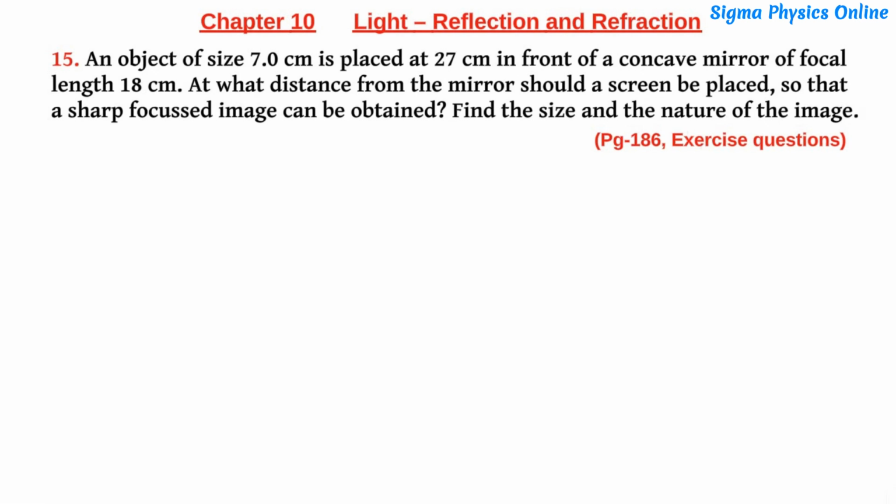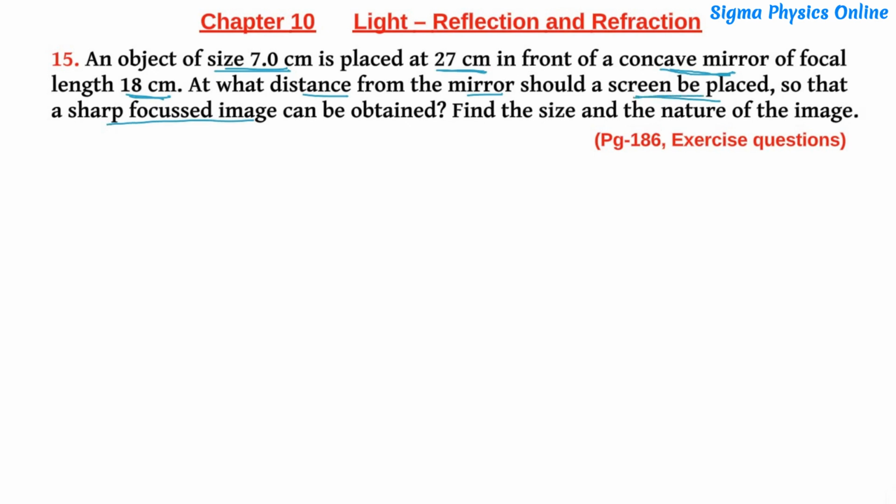Alright, so here we have a concave mirror, or a converging mirror, whose focal length is given as 18 cm. Then we have an object whose height is 7 cm and it is placed at 27 cm in front of this concave mirror. The question asked is, at what distance from the mirror should a screen be placed so that we can obtain a sharp focused image of the object?